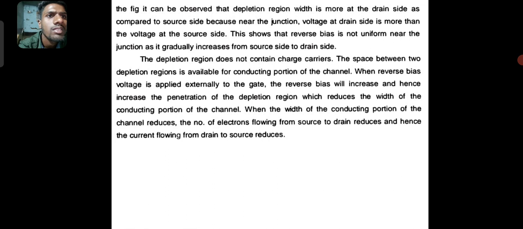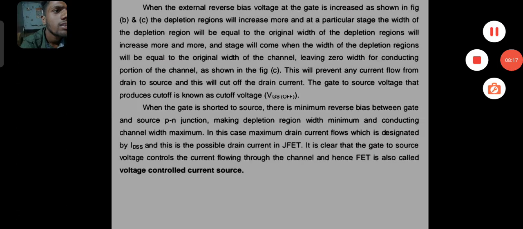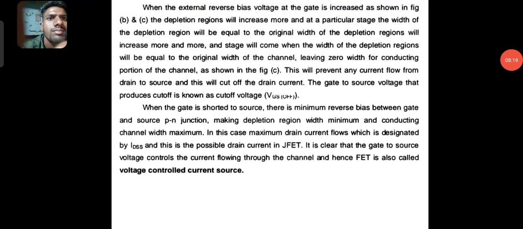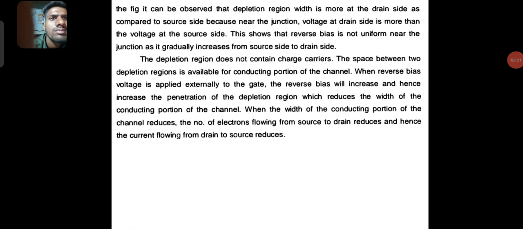From the figure it can be observed that the depletion region width is more at the drain side as compared to the source side, because near the junction the voltage at the drain side is more than the voltage at the source side. This shows that reverse bias is not uniform near the junction, as it gradually increases from source side to drain side.